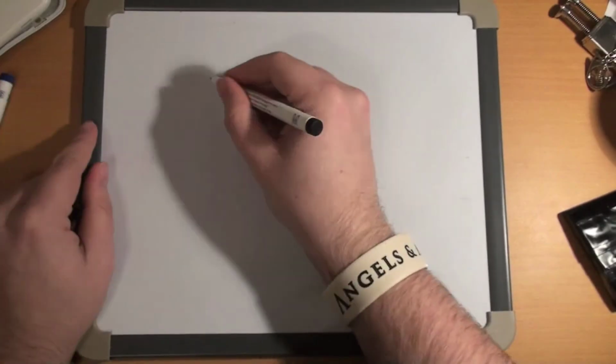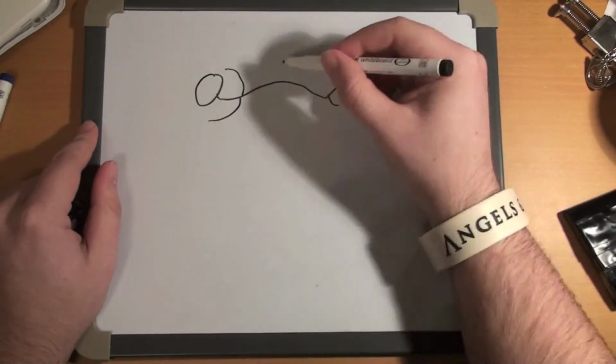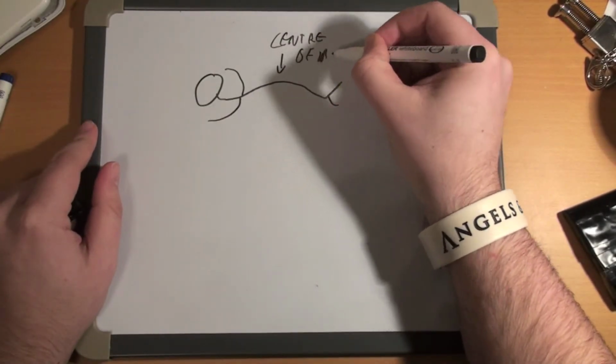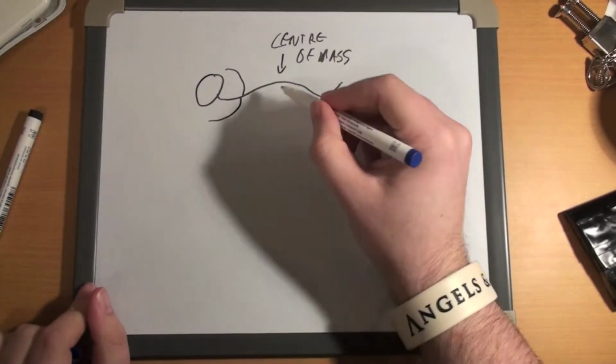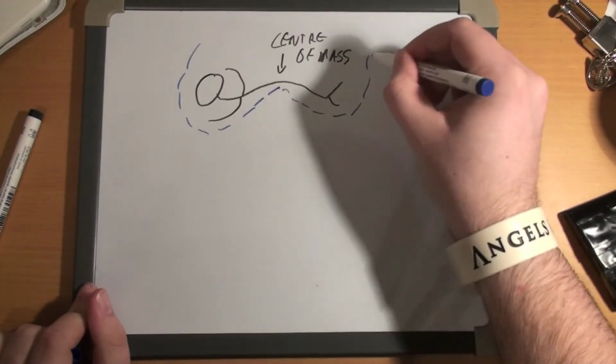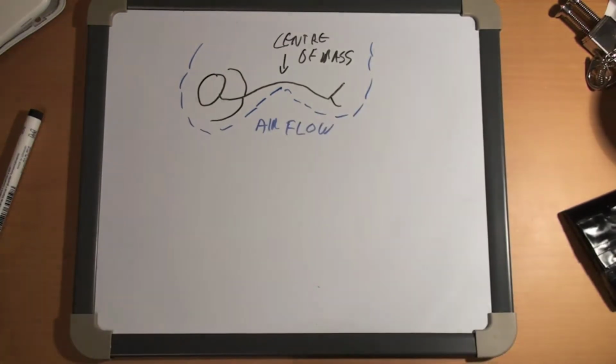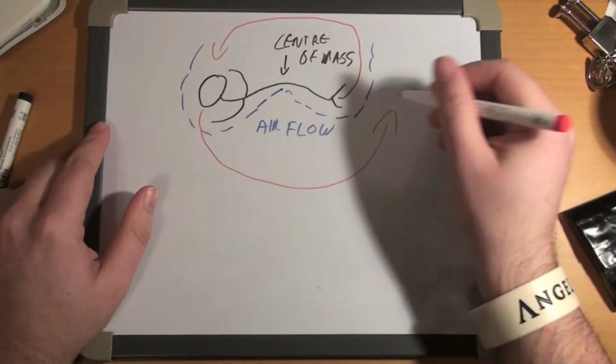Now, if you were to arch the other way, as shown in this badly drawn diagram, your center of mass is still at your hips, but what happens is the airflow builds up, and then you de-arch, when your body flips round.